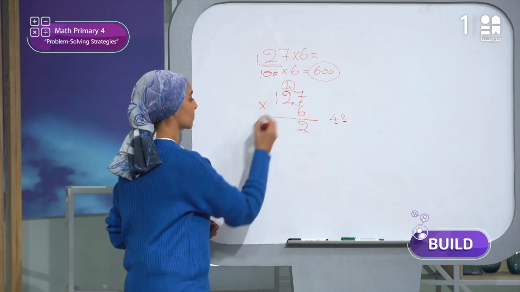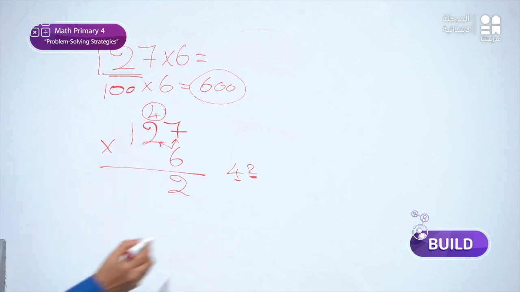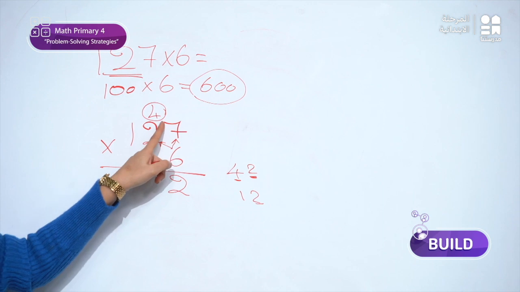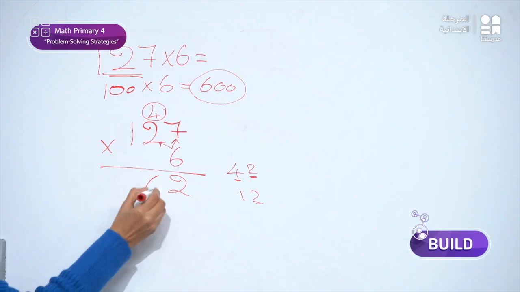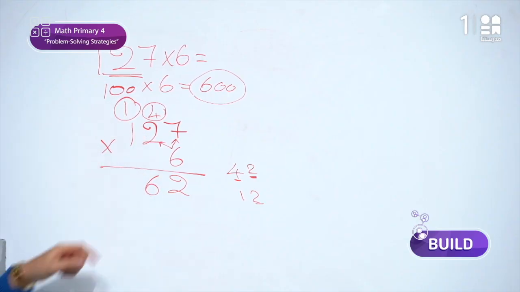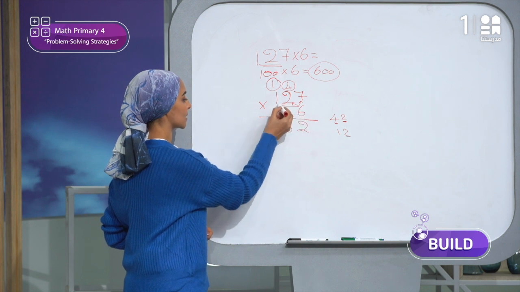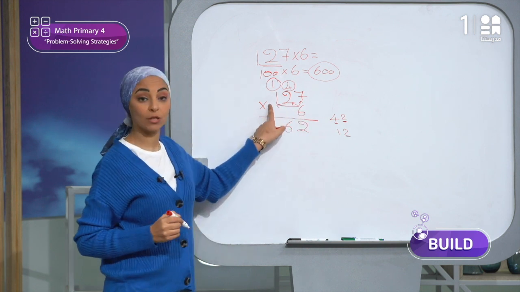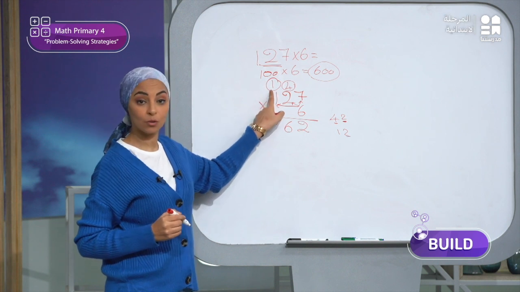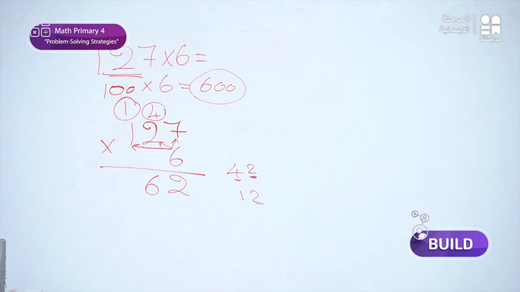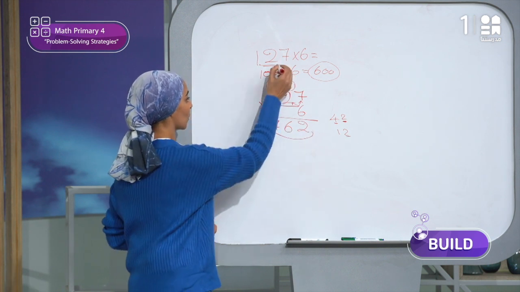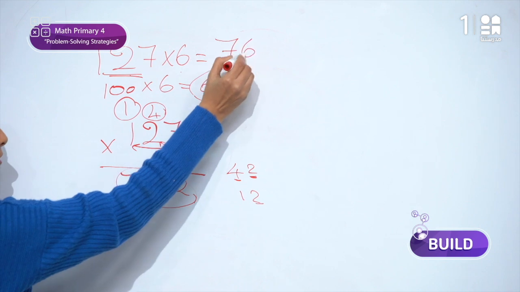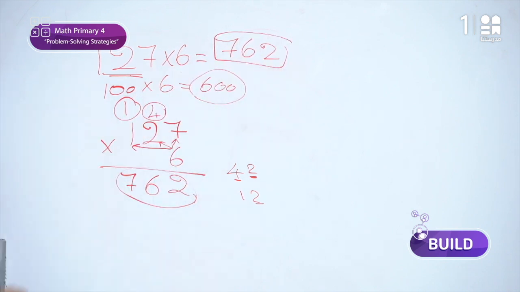So 6 times 2. 6 times 2 equals what? 12, of course. And don't forget to add the 4. So 12 plus 4 gives me what? 16. I'll put the 6 down and carry up 1. Then last step, I will multiply 6 by 1. 6 times 1 equals what? 6. Don't forget to add the 1. So 6 plus 1 gives me 7 in the 100 place. So my answer or my product is 762. 127 times 6 equals 762, and this is my answer.